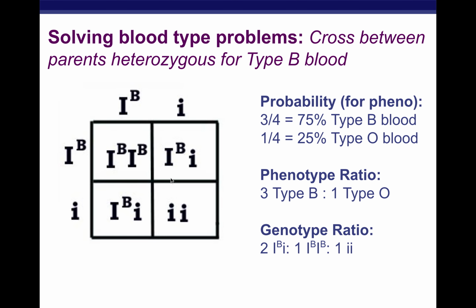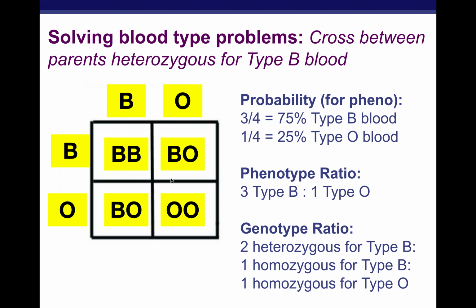and then you just do the cross. And again, you can simplify your life and just write the letters associated with each blood type here. So we have the B allele and the O allele for each parent. And then when you do the cross, you can see the chances of a child having only B alleles or B and O, leading to type B blood, is 3 out of 4, while the chances of making type O blood is 1 out of 4 for this cross.